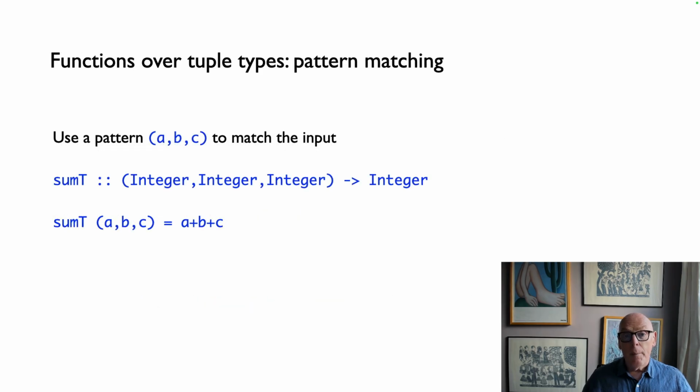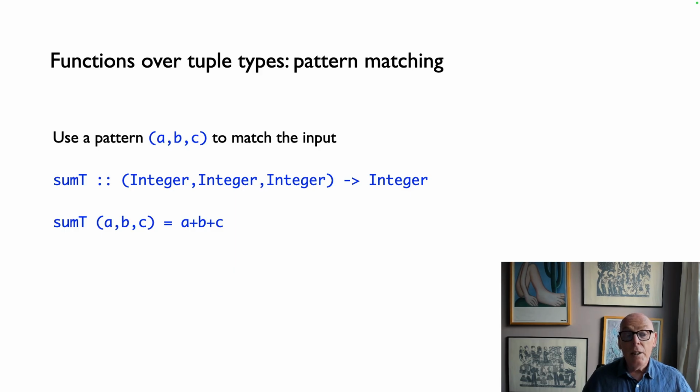Now, how do we program with tuples? In a conventional language, what we might do is use selectors. If we were given a record or an object, we would use field selectors to pull out particular values. Haskell takes a more direct approach and says, actually, what you can do is use pattern matching to match the shape of the tuple, and so use access to components of the tuple directly, as it were. You can see an example here.